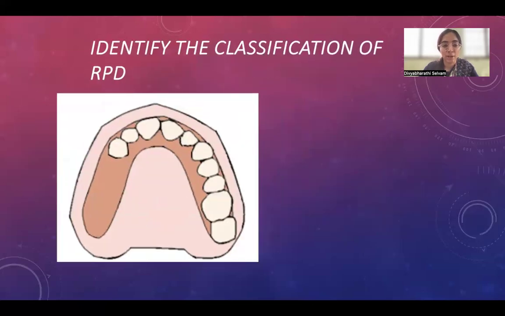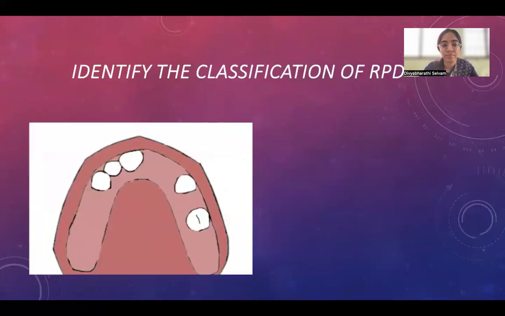Identify the classification of RPD. It is a Kennedy's class 2. Here, the classification of RPD is Kennedy's class 1 with mod 2. There are two additional edentulous spaces. Thank you.